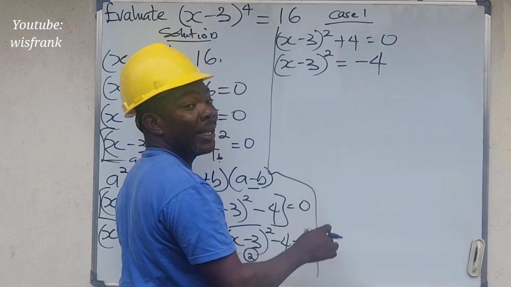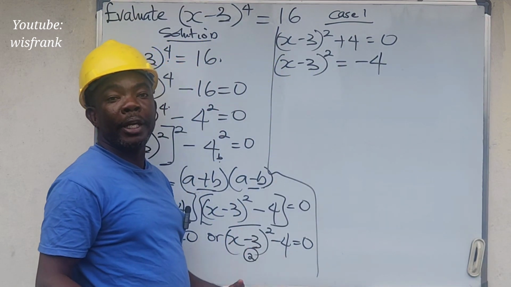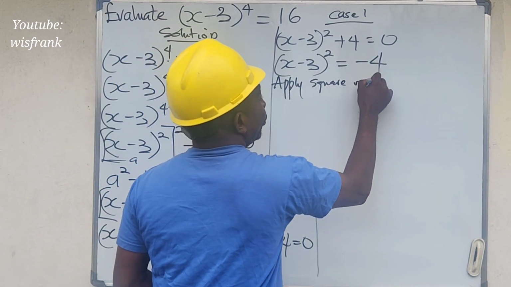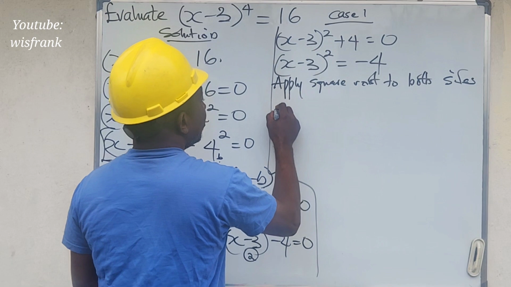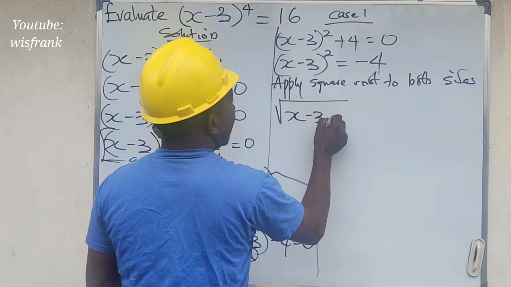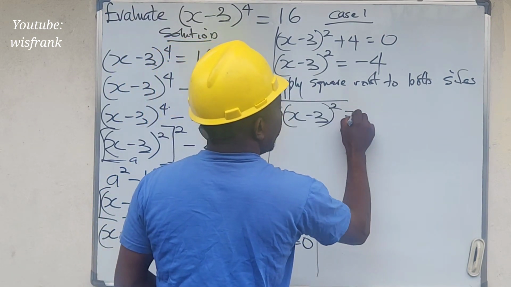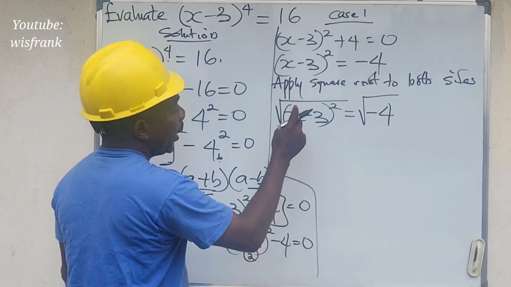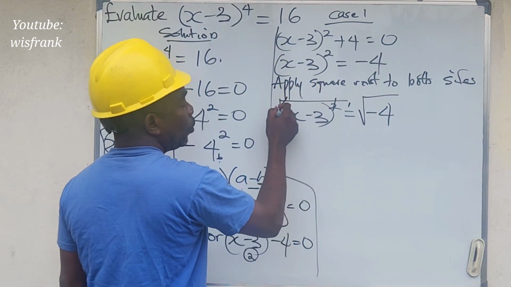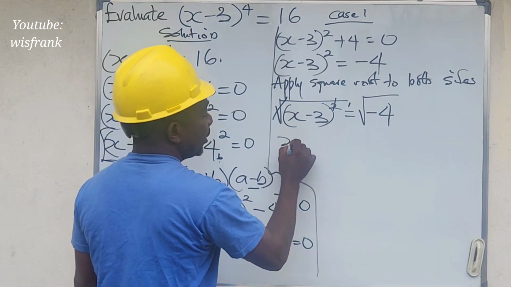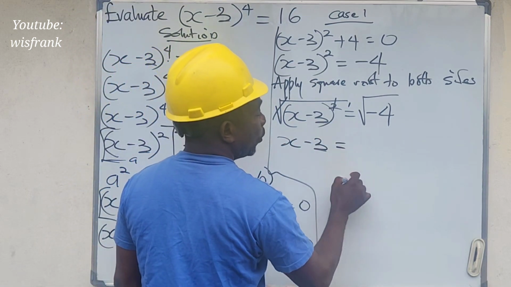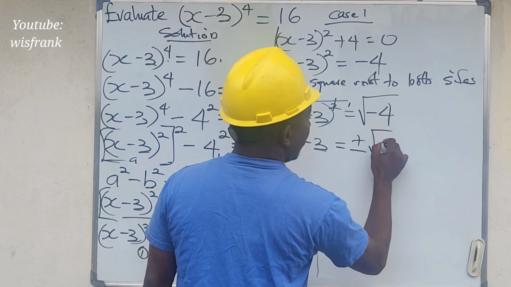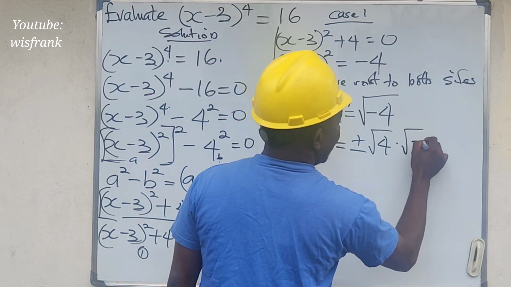Here, for us to clear this parenthesis, we need to bring in the square root to both sides. So we say apply square root to both sides. This will become the square root of (x − 3)^2 equals the square root of −4. In this situation, the 2 will cancel the square root. Therefore, we have x − 3 equals plus or minus the square root of 4 times the square root of −1.